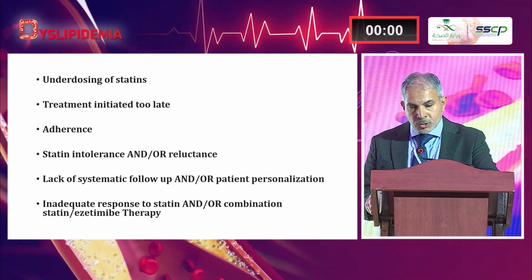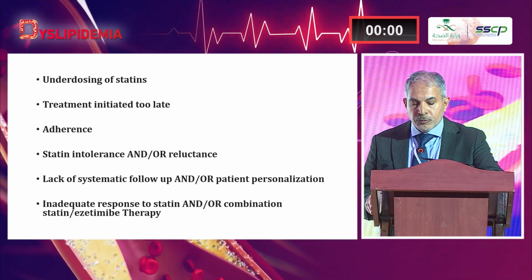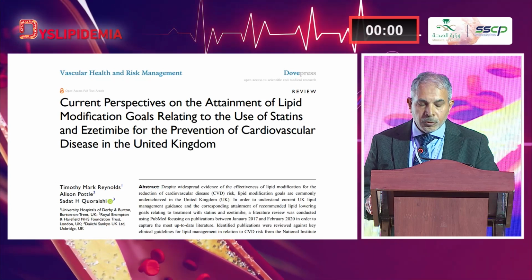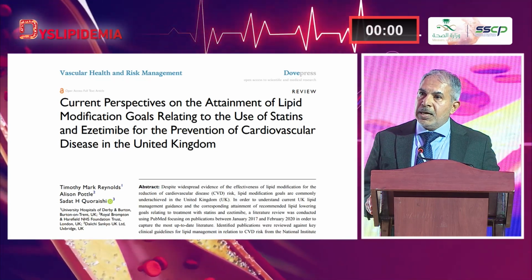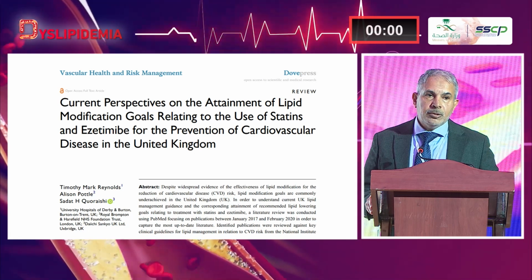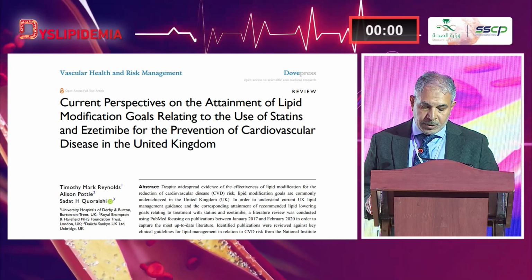And I would really strongly recommend anyone who's having a lipid clinic or a program to go through this paper, because it has a lot of concepts and a lot of ideas and a lot of things that people can incorporate in their day-to-day clinical practice to help them improve their goal attainment.